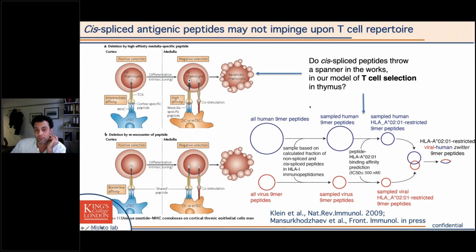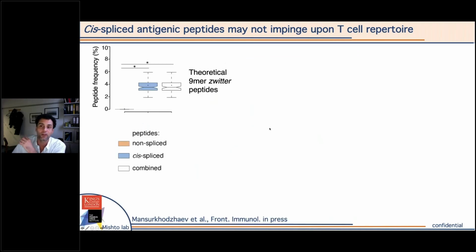We developed a large database of spliced peptides derived from the human proteome as well as derived from around 100 viruses, and then using different types of filters we tried to understand the amount of Twin peptides. So Twin peptides are peptides that have exactly the same sequence, whether derived from self or derived from a virus.